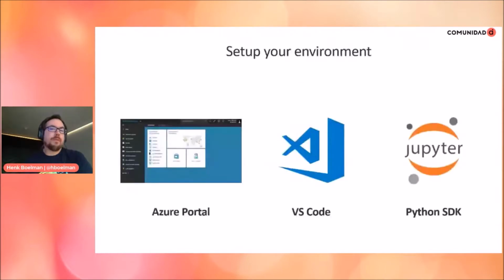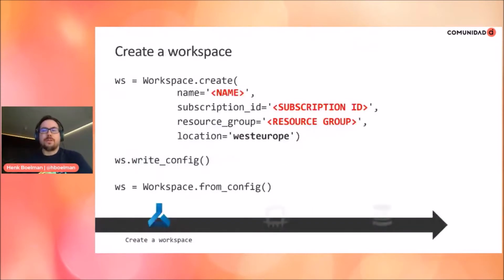We can set up our environment in multiple ways. We can do that using the Azure portal. We can use AI tools for Visual Studio Code. We can use the Python SDK, and we can use the Azure CLI. I like to do things in code, so from now on I'm just going to show you Python code. To create a workspace, you install the Python SDK, and then you can say, workspace create, give it a name, point to your subscription ID and resource group, and specify your location.